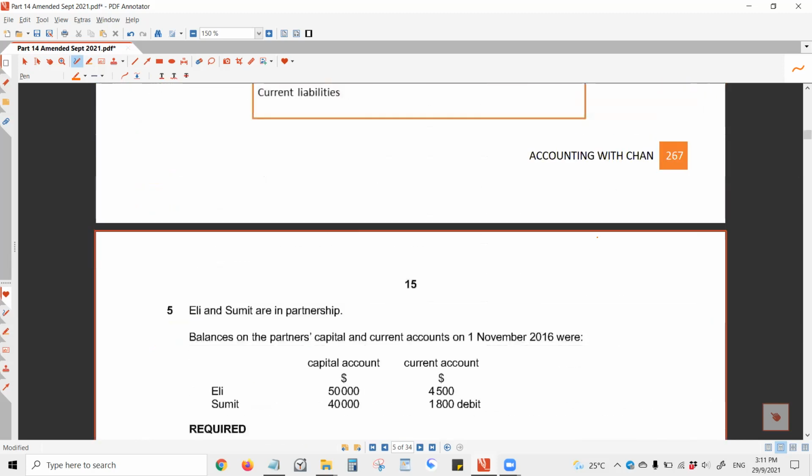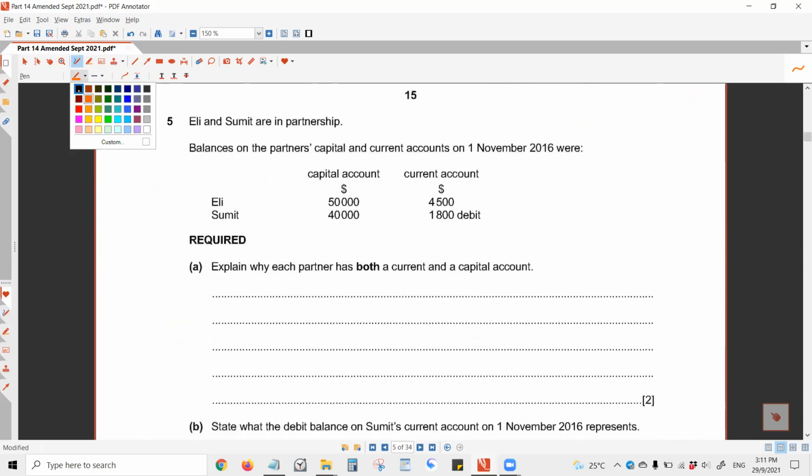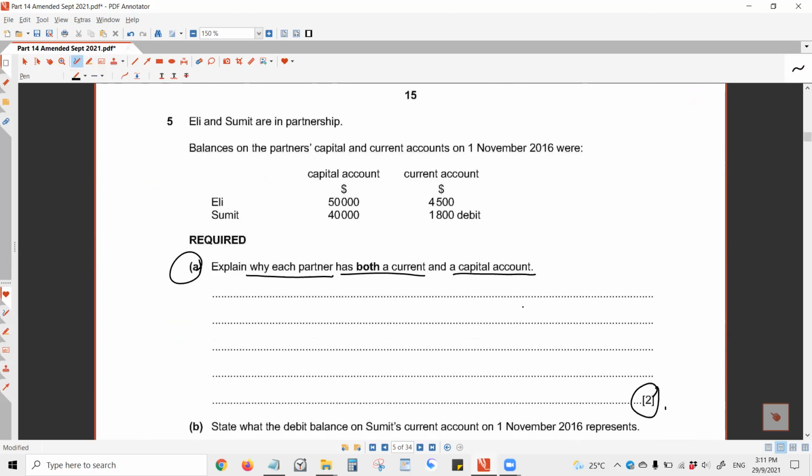You come to page number 268. This is the question: explain why each partner has both a current and capital account. This is a 2-mark question. The first mark is for answering why each partner has a current account. The second mark is for answering why each partner has a capital account.